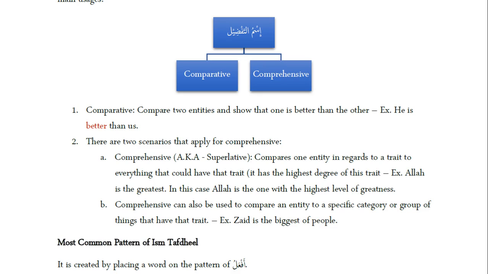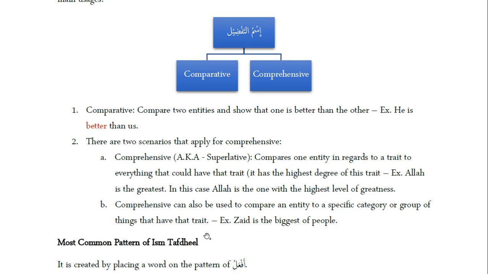Or anything that could even try to compare. He's the absolute greatest. He's at the top. Superlative, right? So in this case, Allah is the only one with the highest level of greatness. There's nothing that can compare, right? And the second scenario for comprehensive is when it can be used to compare an entity to a specific category or group. So in the case of Allah is the greatest, he's not necessarily being compared to a specific category or group. He's being compared to everything, and we're saying that he is the greatest.